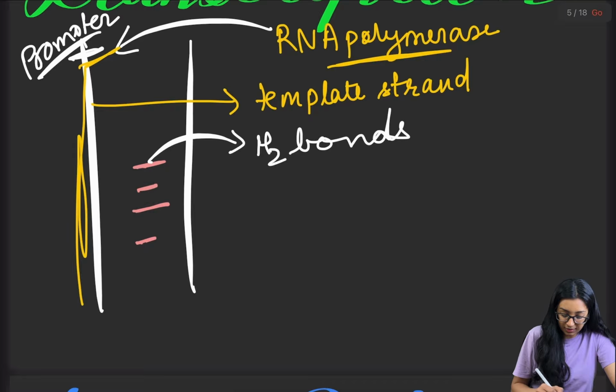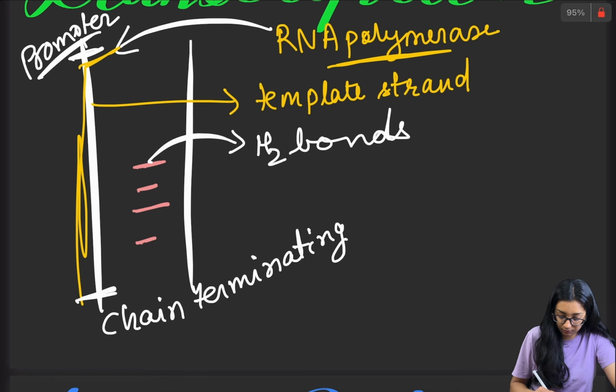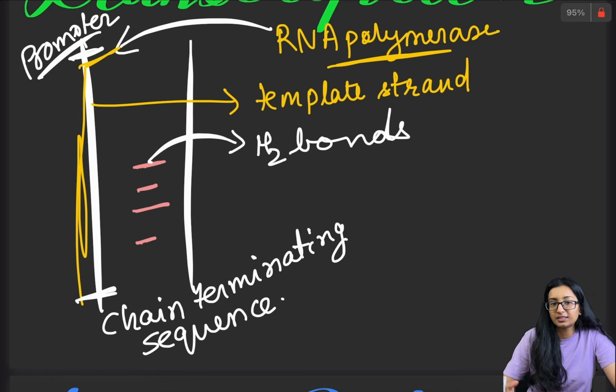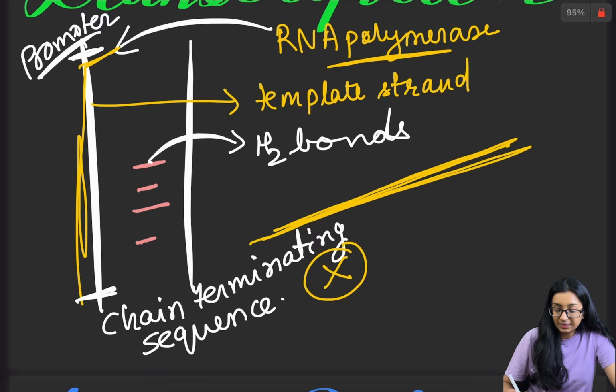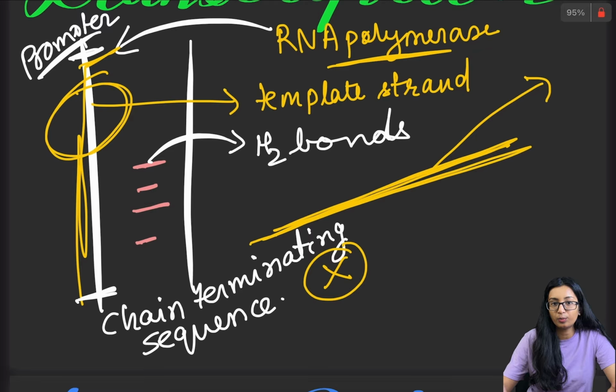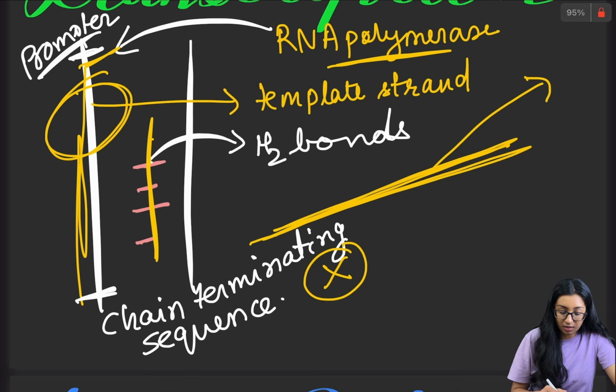At the end of the DNA strand, there will be a chain terminating sequence. This basically asks the RNA polymerase to stop the RNA synthesis. Now, once the RNA synthesis has stopped and the RNA has formed here, this is called the mRNA, or the pre-mRNA in specific. It will go away into the cytoplasm, and the DNA will start to bind with its other strand. The temporary hydrogen bonds were formed because of the RNA polymerase, and the DNA has a high affinity to bind with its own DNA strand.